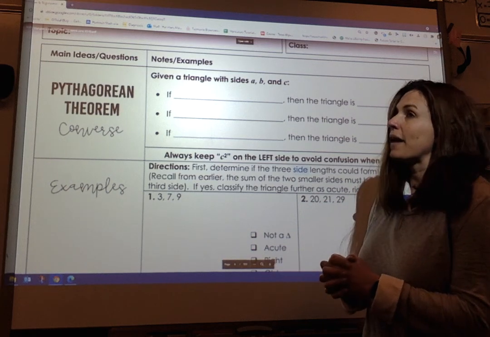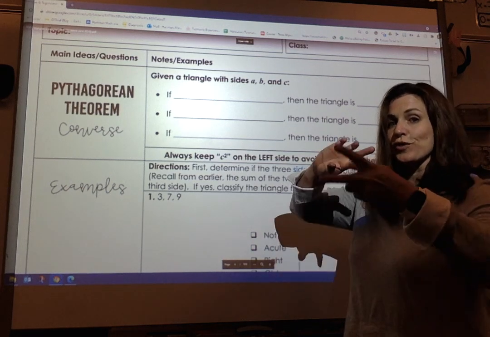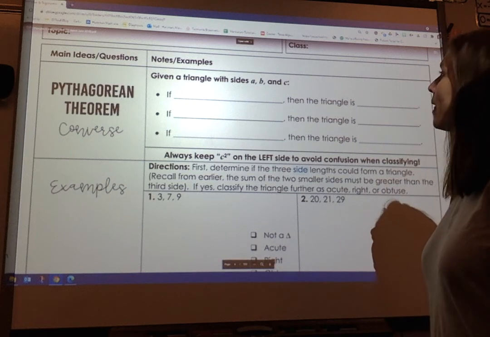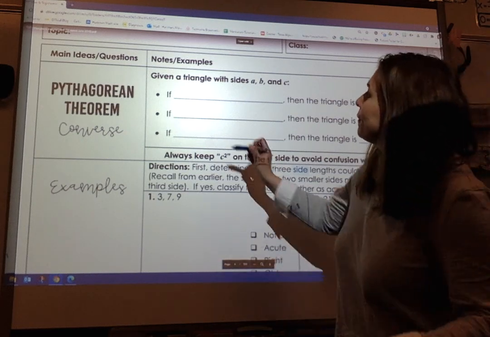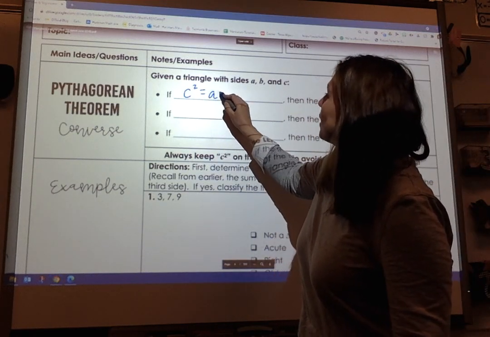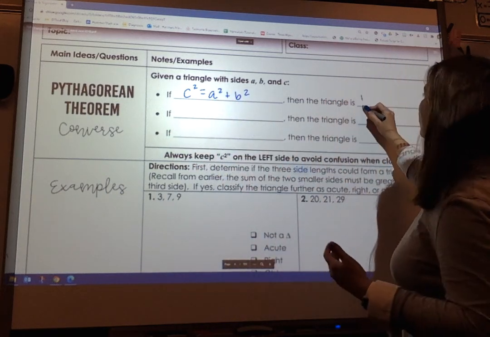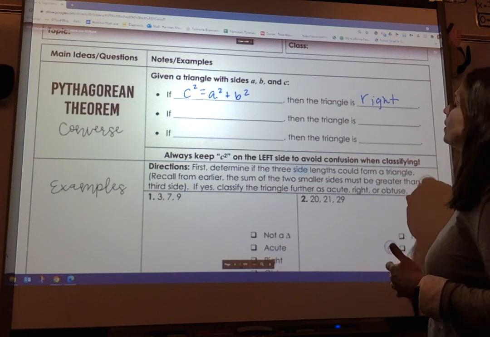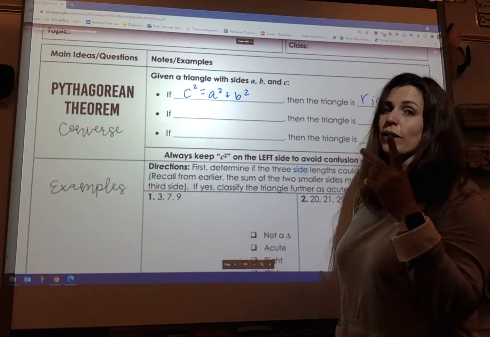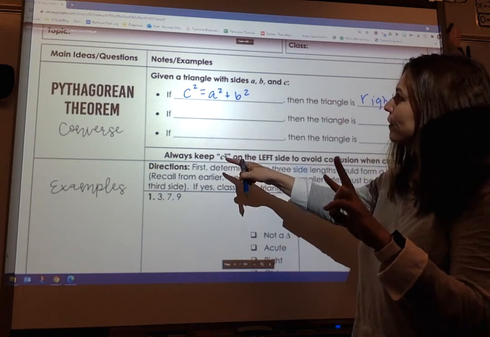Let's talk about the Pythagorean theorem converse, which, remember, is the opposite of an if-then statement. So if c squared equals a squared plus b squared, if it's equal to each other, we know that it's a right triangle. There are going to be two other situations, well actually three, but two that are going to fit this criteria.